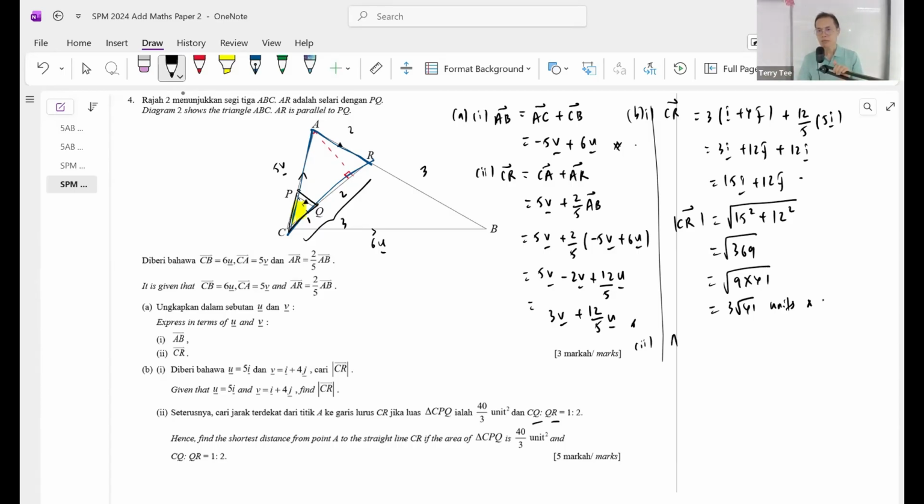Okay, so remember area of image is K squared times area object. You learn in your transformation, right? Enlargement. Your area image is area of the bigger triangle. What's the bigger triangle? CAR.